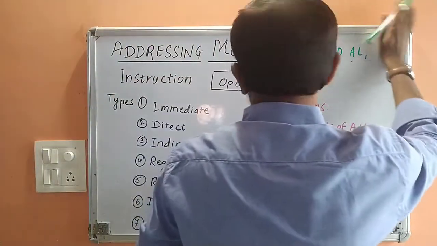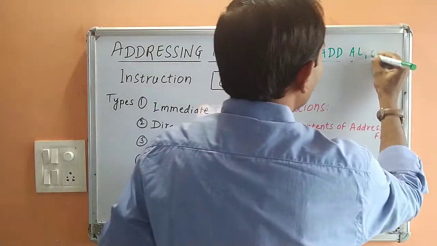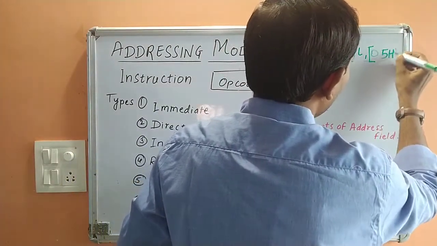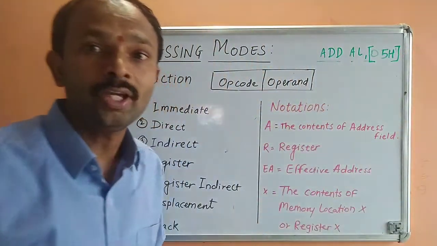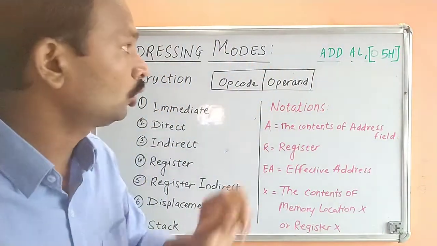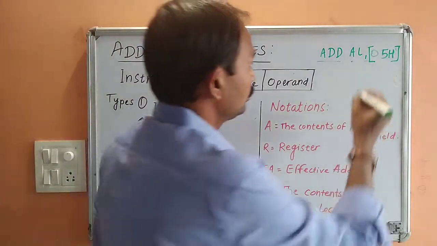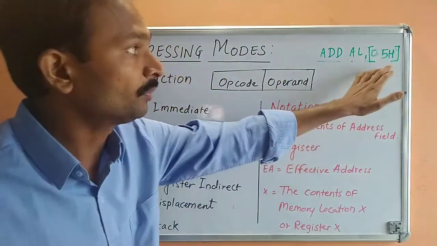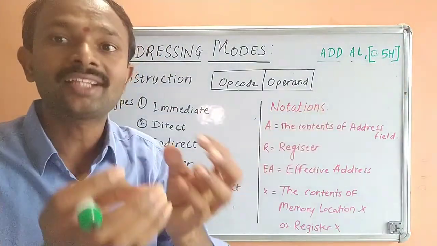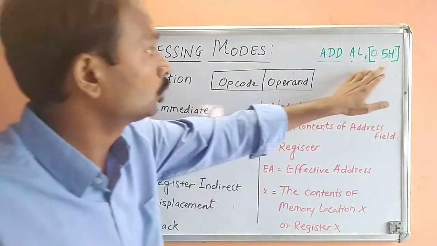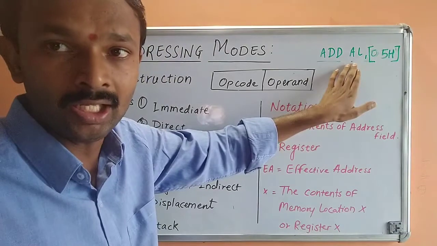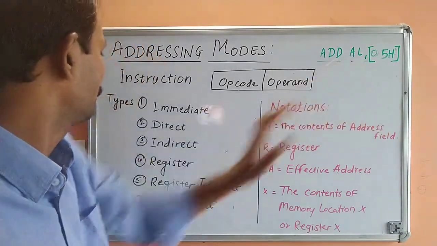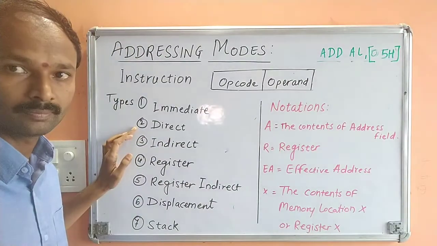Next, if it is a memory location, the memory location is written with square brackets. So if 05H in brackets is a memory location, from this memory location I want to take some value. That value I want to add with AL and I want to store the result in the AL register. So this can be considered as direct addressing mode.